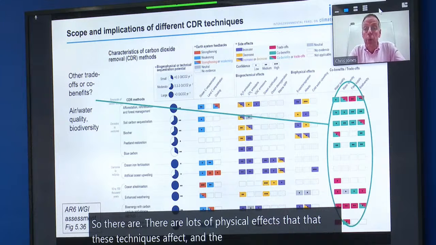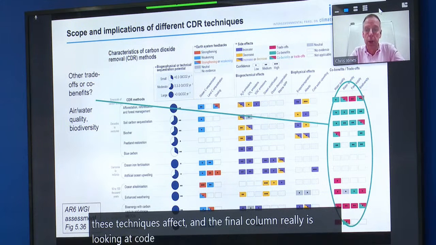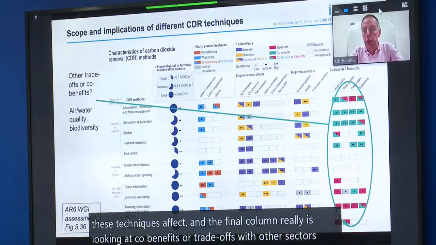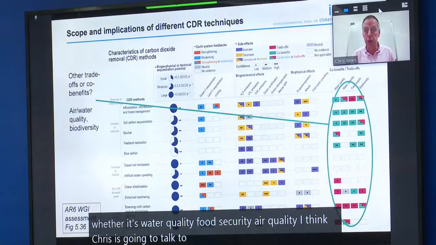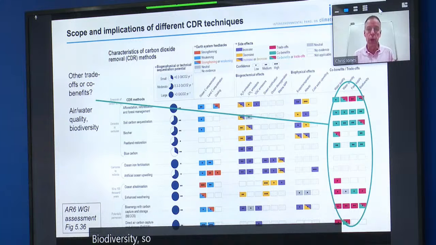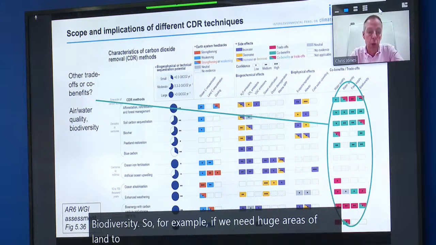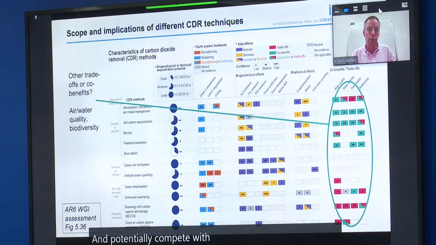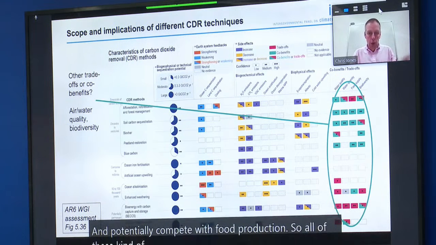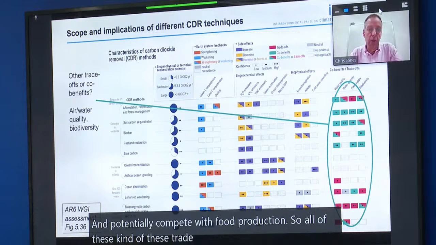And the final column really is looking at co-benefits or trade-offs with other sectors. So whether it's water quality, food security, air quality. I think Chris is going to talk in a minute about biodiversity. So for example, if we need huge areas of land to accommodate biofuel, that's going to have a big impact on biodiversity and potentially compete with food production. So all of these trade-offs have to be considered.